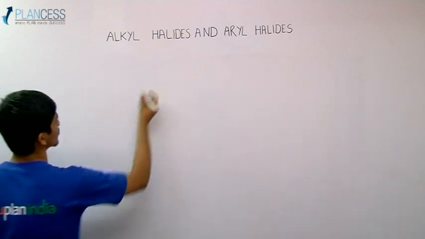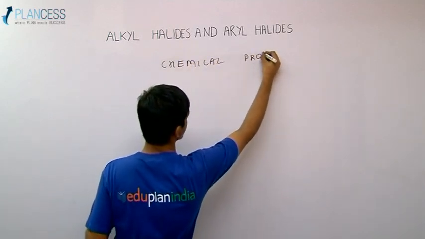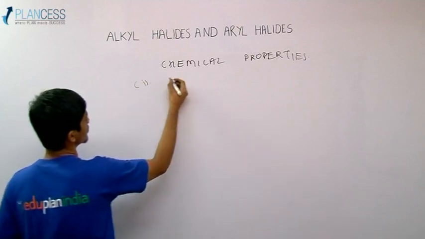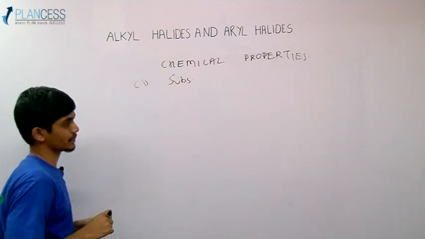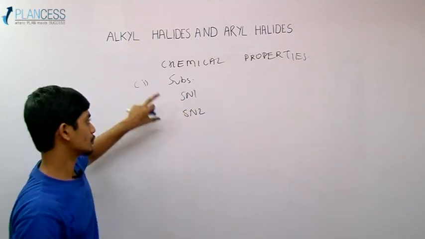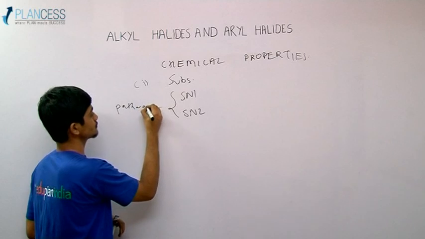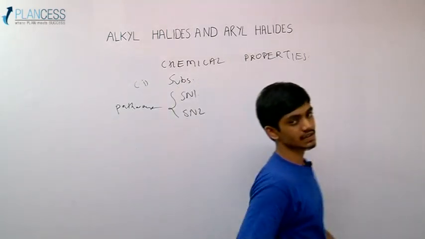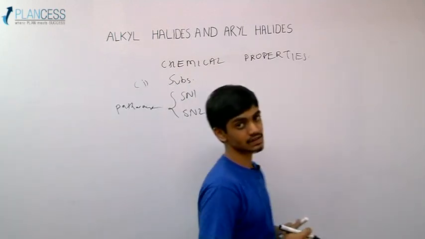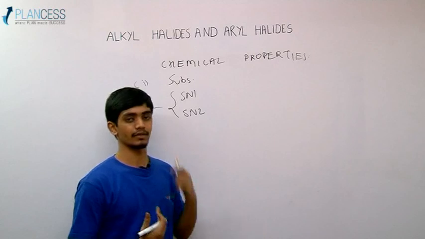So, coming to the chemical properties of alkyl halides. First, substitution reactions. As already mentioned, there is the SN1 reaction and there is the SN2 mechanism. So the reaction is the same, but there are two pathways. And we know that if there are two pathways, there will be different energy diagrams and different products. It might be rearranged in some cases, or some other stereochemical change can come in some other process. So all those aspects we have to cover here.